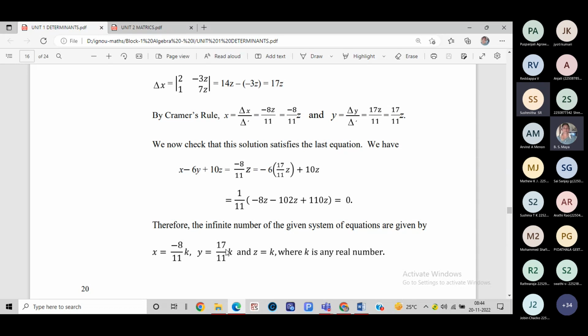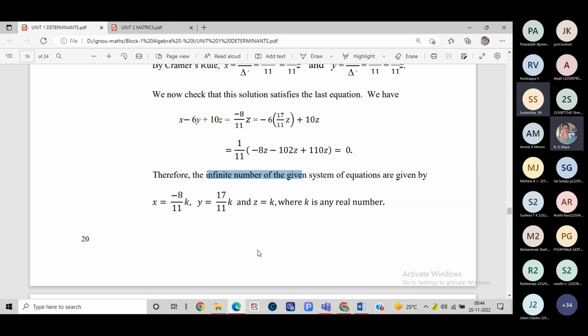Y is equal to 17 by 11. What is z? Z can be k, either 0, 1, 2, 3, 4, anything. If you take it, you will get one solution. Any doubt?